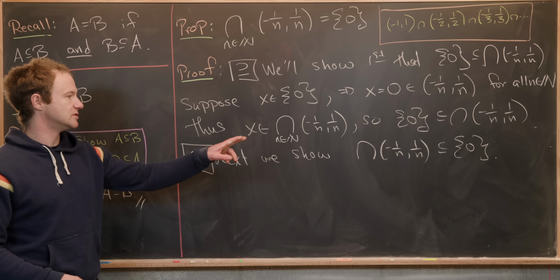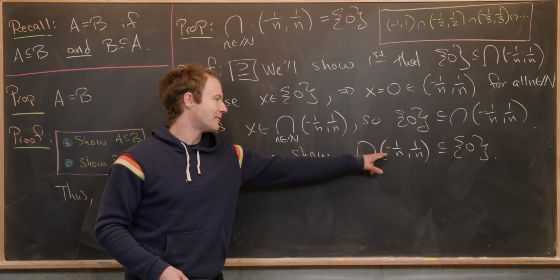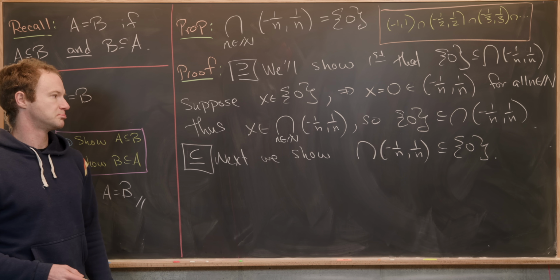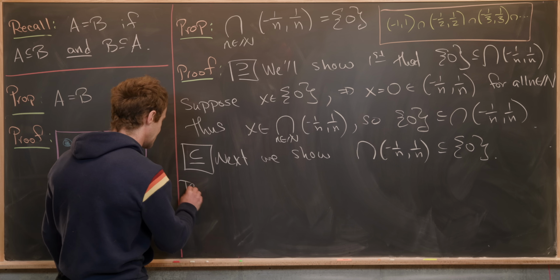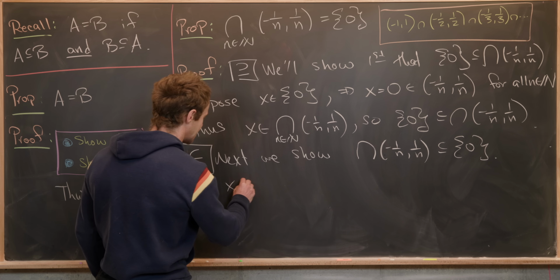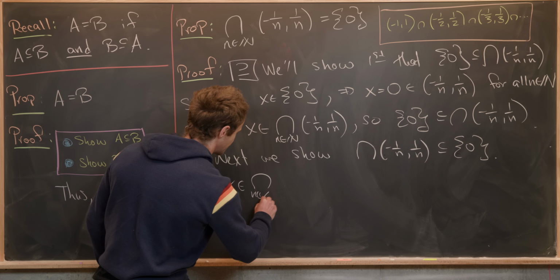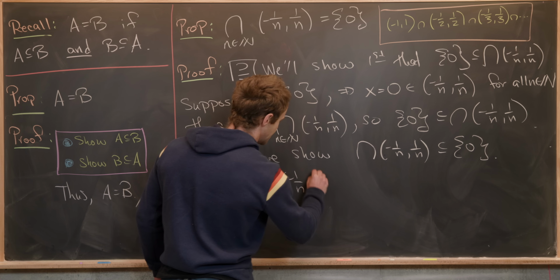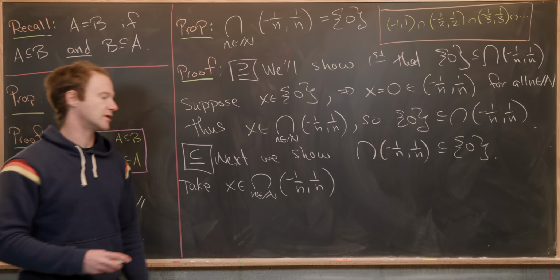Okay, so let's see how we could do that. What we want to do is take an element from here and show that it must be equal to 0. Okay, so let's take an x in this intersection over all natural numbers of these open intervals (-1/n, 1/n).